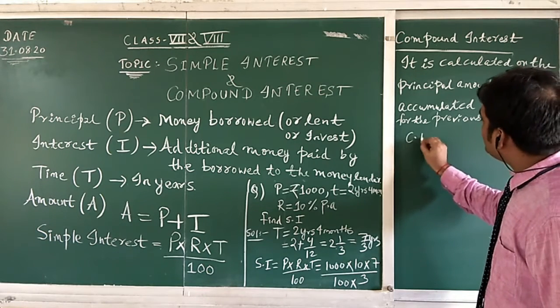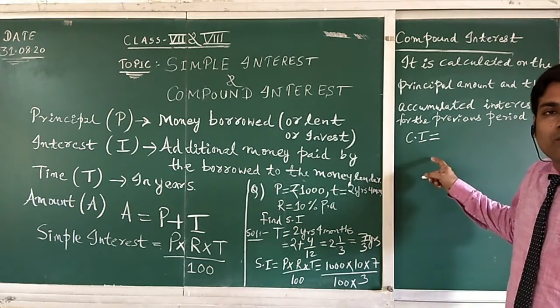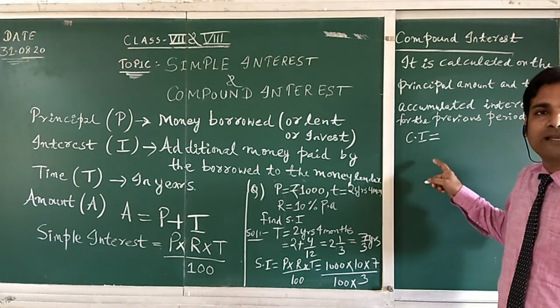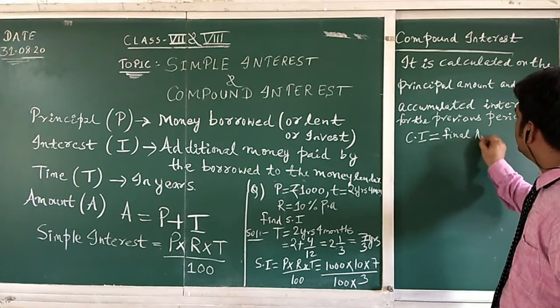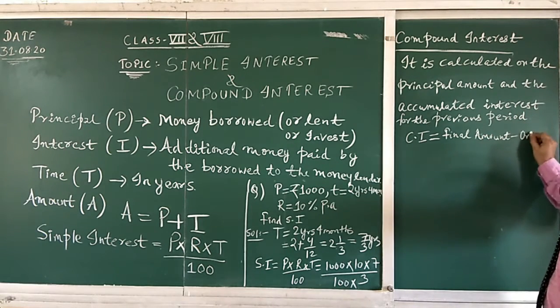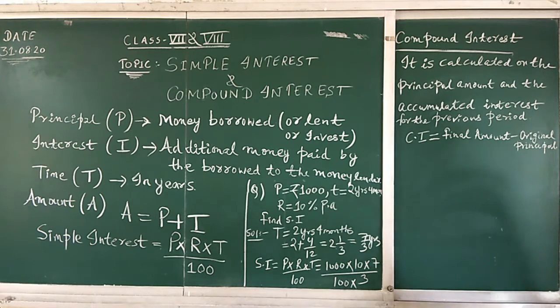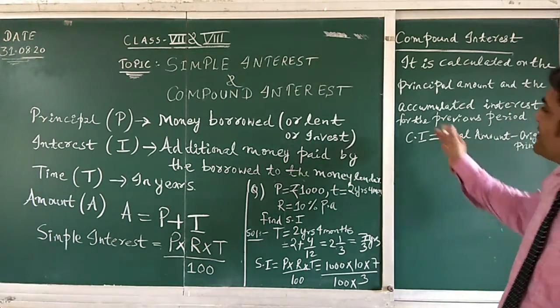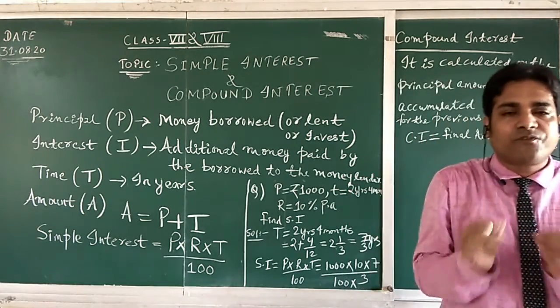That's why the compound interest formula is final amount minus original principal. This is what? Final amount minus original principal. Final amount minus original principal. Okay? I will clear these terms, simple interest and compound interest, on the basis of some flow chart also.